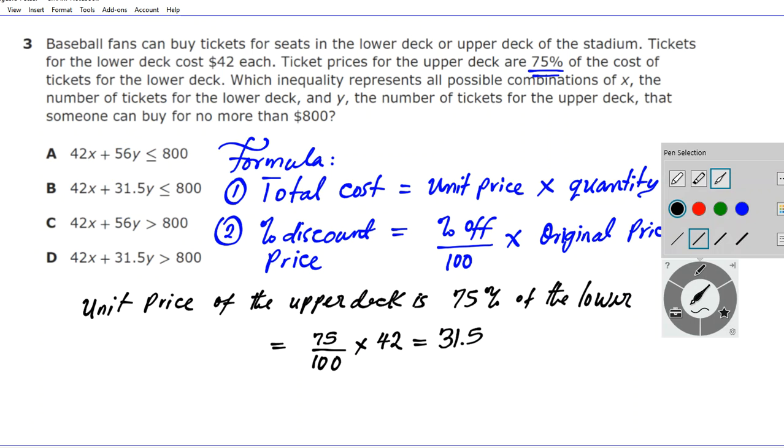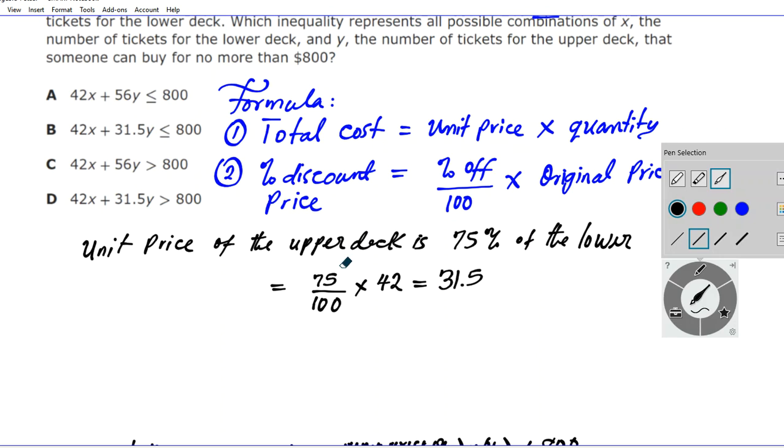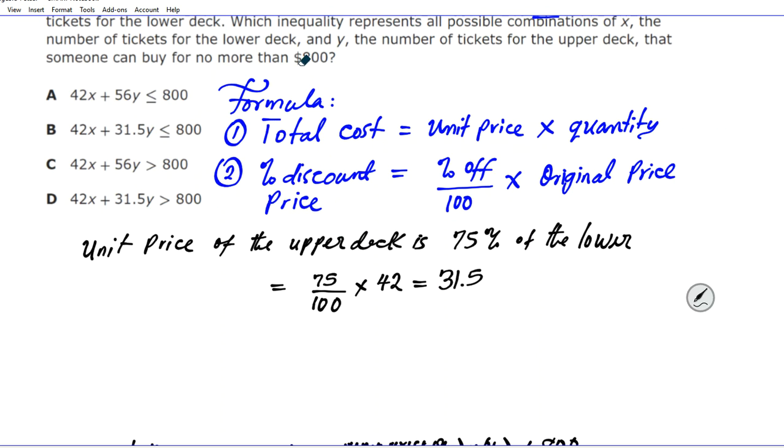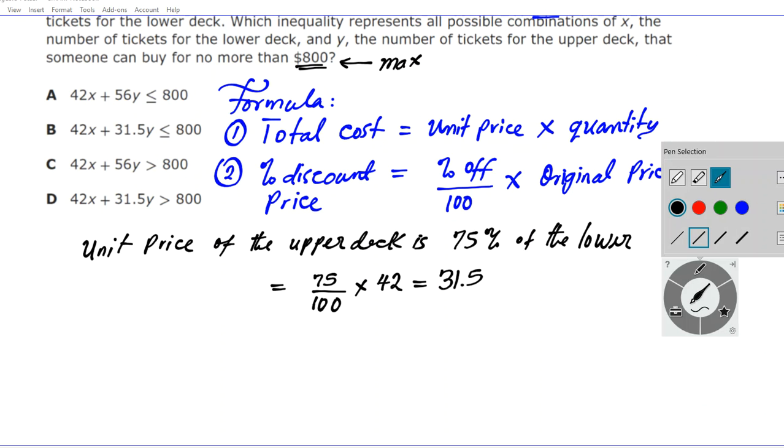Okay, so what are we looking at here? We're looking at the cost to not exceed 800. So this is basically like a maximum or a ceiling price. Okay, so if you have a maximum or a ceiling price, the inequality that we're going to be looking at is something that's equal to or less. Okay, so if it's no more, it could be equal to or less.